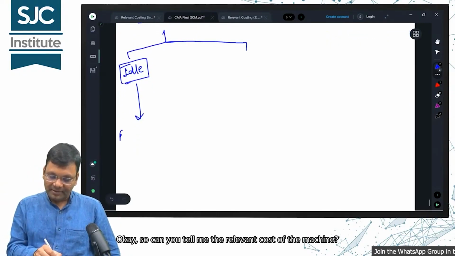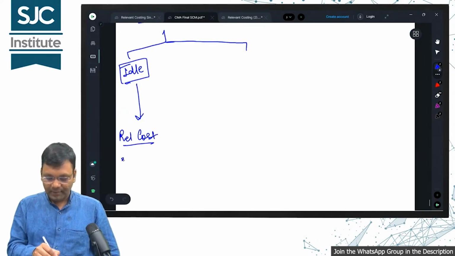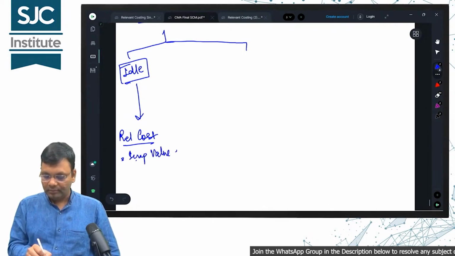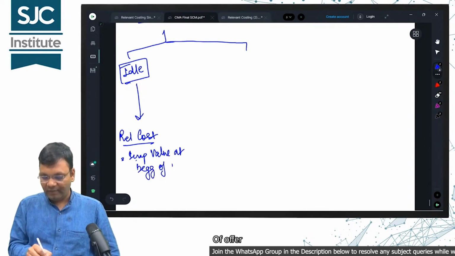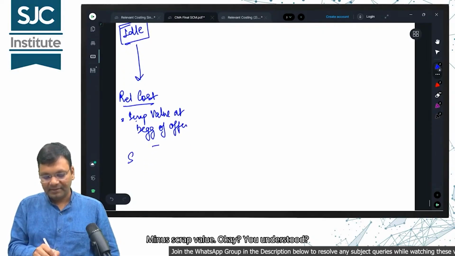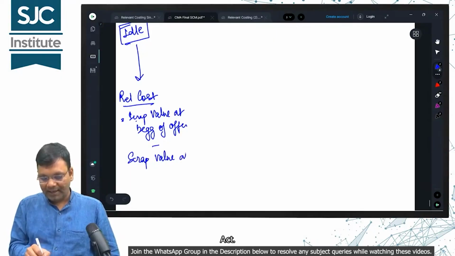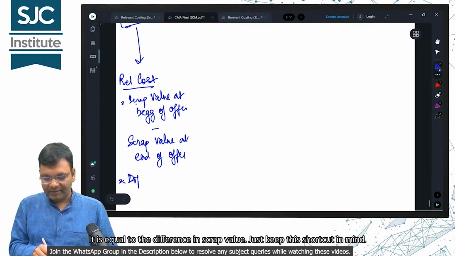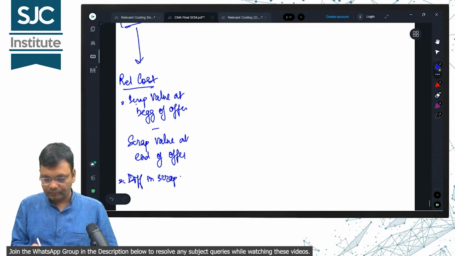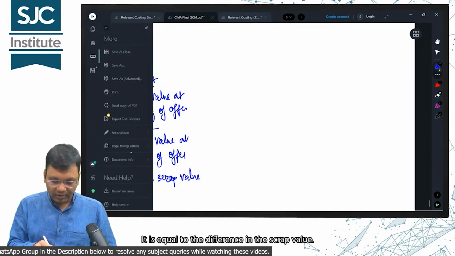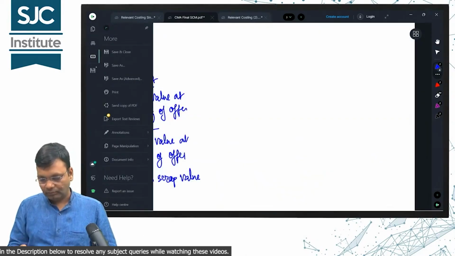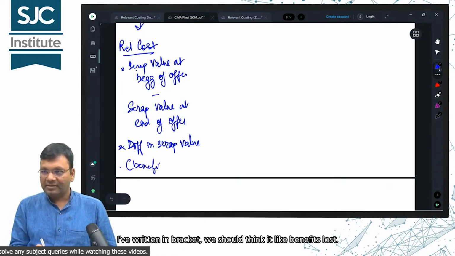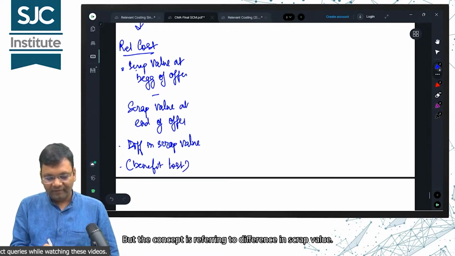Understood? So, can you tell me the relevant cost of the machine? What will be the relevant cost? Scrap value at beginning of offer minus scrap value at end of offer. Okay, you understood? It is equal to the difference in scrap value. Just keep this shortcut in mind. It is equal to the difference in the scrap value. Means it's just like the benefit lost. I've written in bracket, we should think of it like benefits lost. But the concept is referring to the difference in scrap value.